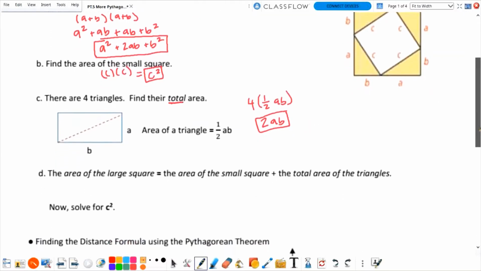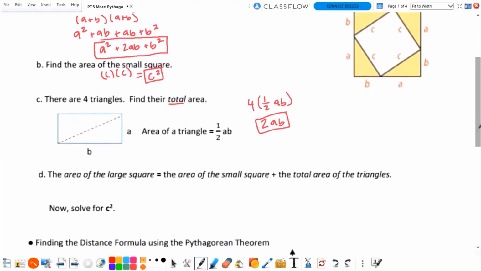Okay, so then this is where we prove it. The area of the large square equals the area of the small square plus the total area of triangles. So the area of our large square, this one up here, should equal the area of the small square, which is C squared, plus the total area of the triangles, so 2AB.